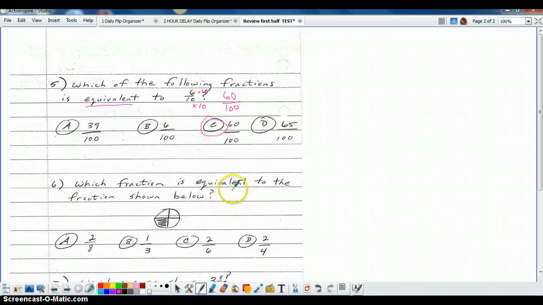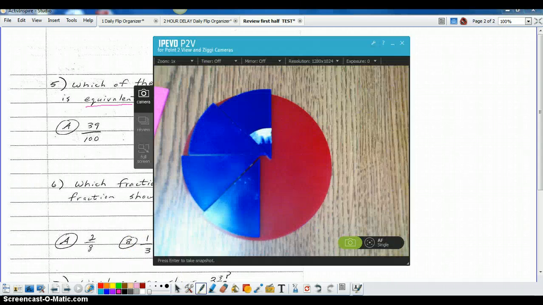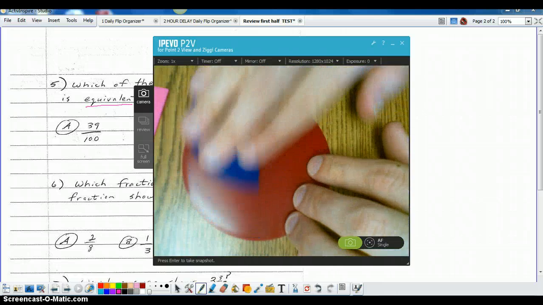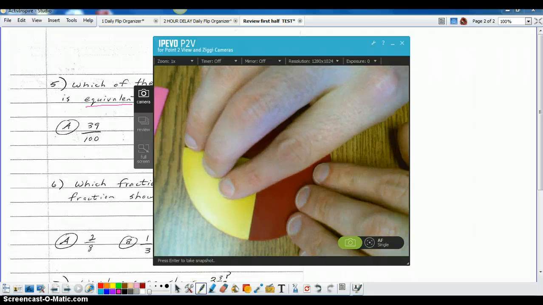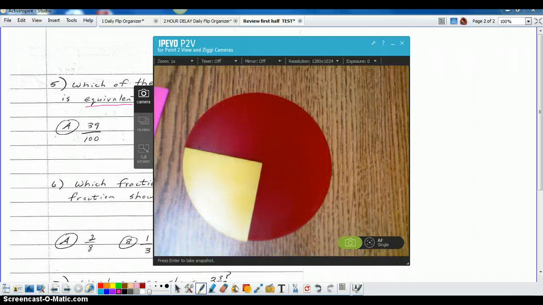Which fraction is equivalent to the fraction shown below, 1/4? So I see 1, 2, 3, 4 total pieces, and the total pieces is the denominator, and the shaded in piece is my numerator. However, I do not see anything that's equivalent to 1/4. Let's go back to my picture here. If I wanted to show 1/4, like it does in the picture, I see that 1 of the 4 pieces is shaded in.